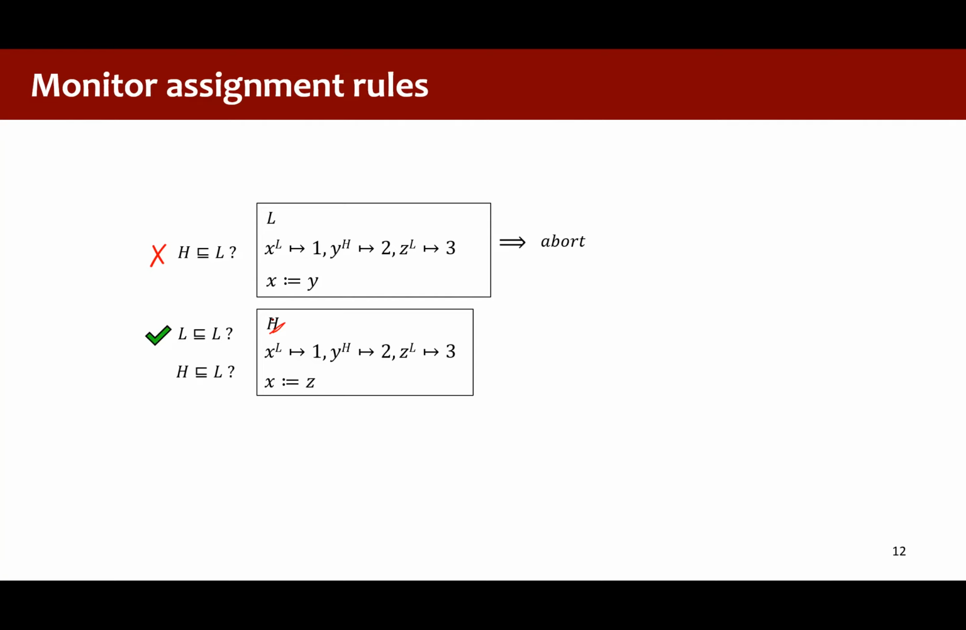So the first one is fine. There's no explicit flow because you're assigning low to low. However, the second one is not fine because you are inside a high branch. So you're actually allowing an implicit flow if the monitor were allowed to continue. So after these two checks, the monitor decides, oh no, you cannot continue because there could be a possible bad information flow. So now this program also aborts. All right, any question here?